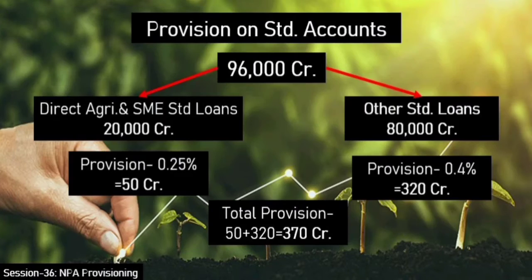Now let us get into the provision calculation for standard account. So here the standard loan is 96,000 crore, out of which I explained 20,000 crore is direct agriculture and SME standard loans, and other standard loans are 80,000 crore. So for direct agriculture and SME standard loans, the provisioning percentage as per rule is 0.25%. So 0.25% of 20,000 crore fetches you 50 crore. And for other standard loans, the provisioning is 0.4%. So that gives you 320 crore. So the total provision for standard accounts is 50 plus 320, that is 370 crore.